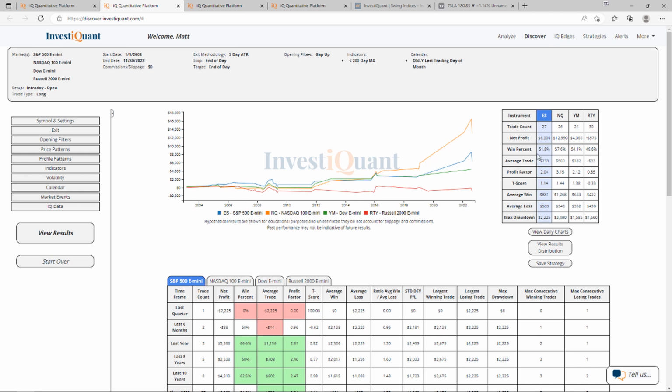If we look at the win rates on them, they're pretty neutral. S&P coming in, 52% of these have closed above the opening print. For the NASDAQ, it's 58%. For the Dow, 54%. For the Russell, 47%.